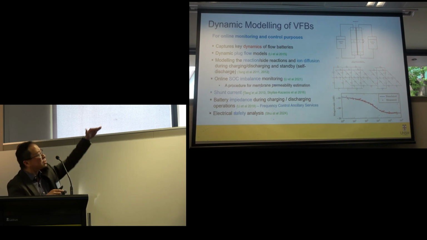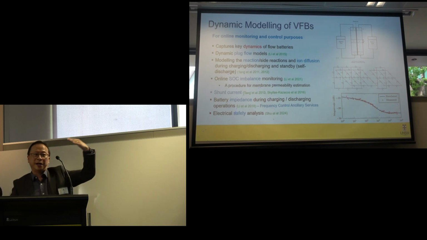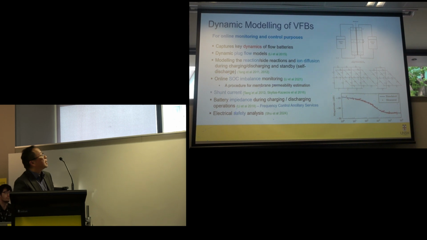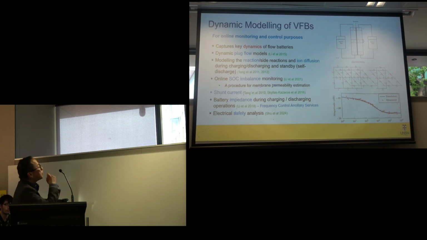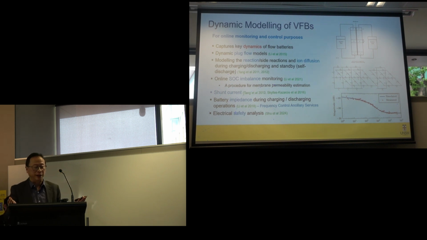So we look at, for example, the cells, and in the flow direction we divided the cell into a number of zones, and in each zone we assume that the concentrations of the vanadium ions are uniformly distributed, for example, to simplify the model so that these models can be used in dynamic control. We look at modeling the reaction and the side reactions and ion diffusion during charging, discharging, and standby. In that time we have self-discharge.